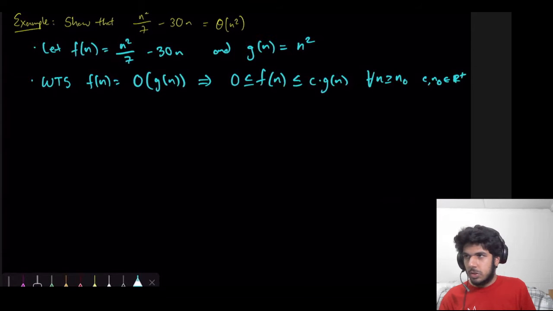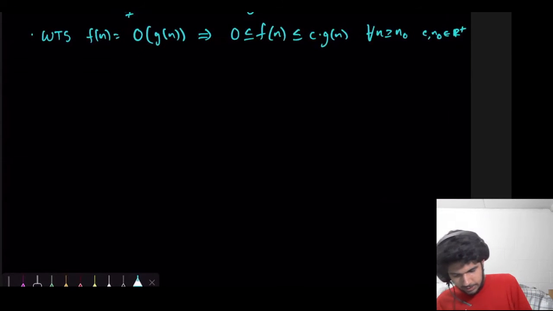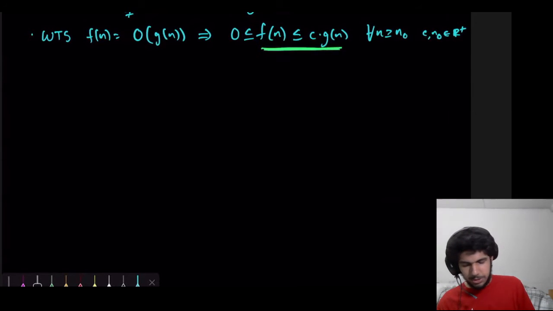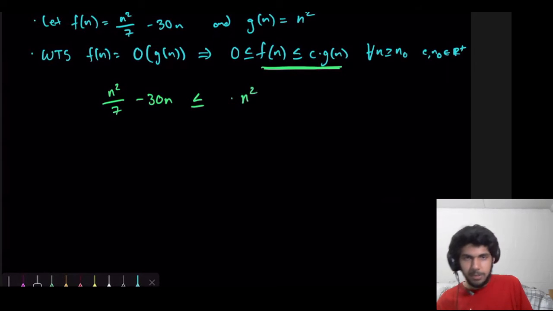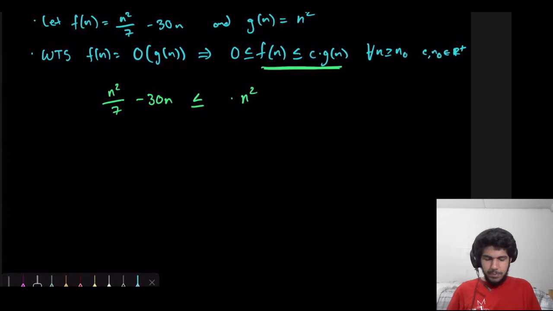Okay, so let's try to draw it out. I'll use green. So we want a less than or equal to relationship. So f of n is n squared divided by 7 minus 30n. And we want that to be less than or equal to some constant times n squared. Okay, so when we're just starting out with this, it can be kind of difficult to figure out what this constant c should be.